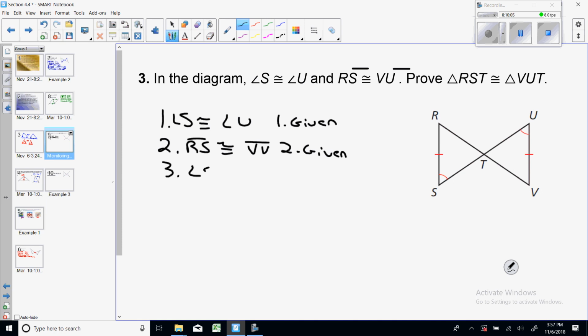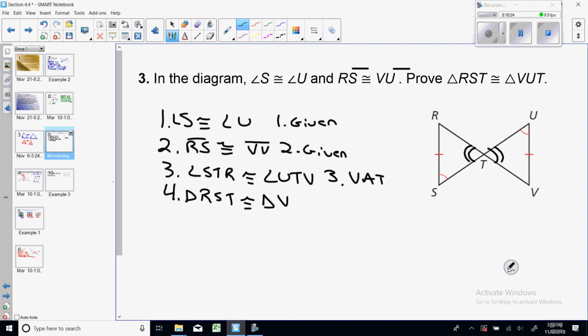Okay, angle STR is congruent to angle UTV because of the vertical angles theorem. When you mark those angles off, those are across from the two sides, UV and RT, that are congruent. Therefore, triangle RST is congruent to triangle VUT by AAS congruence.